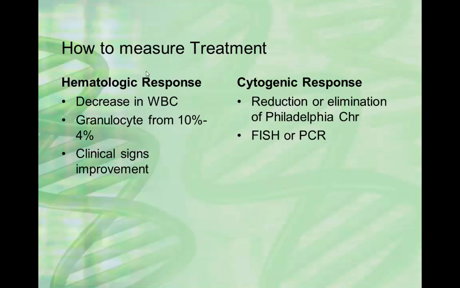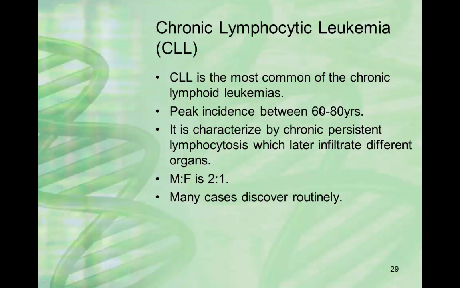So what is the actual hematological response? The patient will have a decrease in WBC, because remember they come in with granulocytosis of more than 50,000, granulocytes from 10 to 4%, clinical signs of improvement, and cytogenetic response is when there is elimination of the Philadelphia chromosome by FISH or PCR. Now let's talk about CLL.